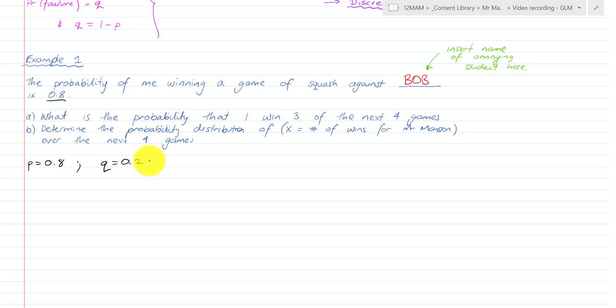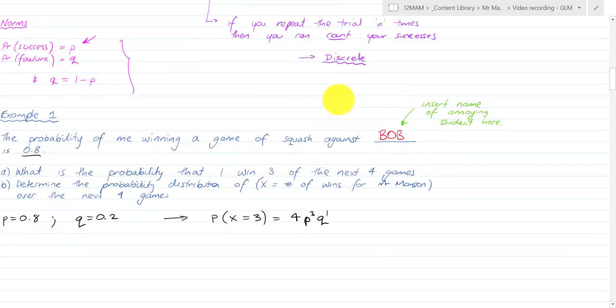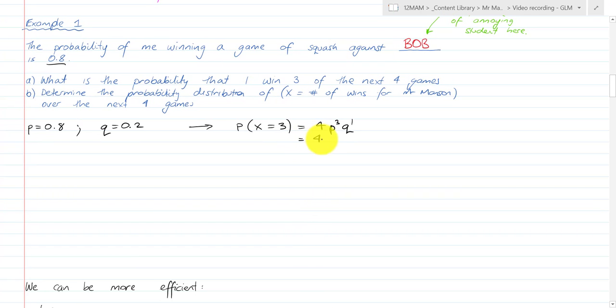What is the probability that I'll win 3 of the next 4 games? Well, that of course will be equal to the probability that X equals 3, which will be 4 times p to the power of 3 times q to the power of 1. I've just got this straight out of this table. And that will be equal to 4 times 0.8 cubed times 0.2, which is 0.4096. And I can use the same information to determine my probability distribution.